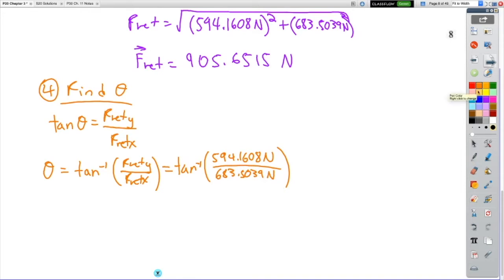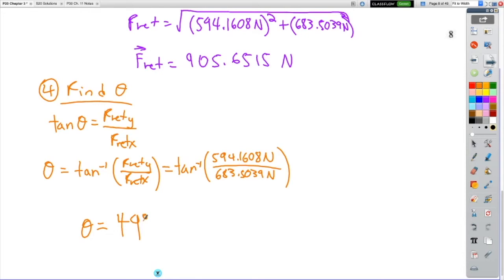And so when you do that, you should get that theta is equal to, be careful to hit second function tan, okay? Second function tan, very different than just tan. Also, a reminder, your calculator needs to be in degrees, not radians, okay? So I got 49 degrees.